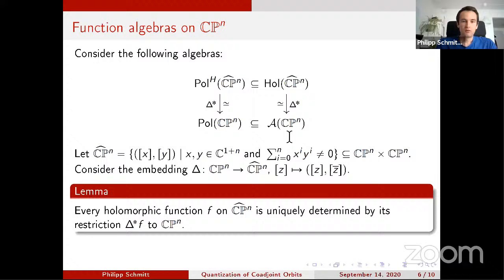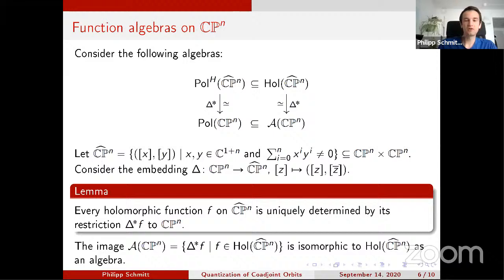Okay, so in particular, what this tells us is that this restriction map is injective. Or in other words, if you define A of CPN as the image of this restriction map, then we again obtain an algebra, and it is actually going to be isomorphic to the holomorphic functions on this extended space.